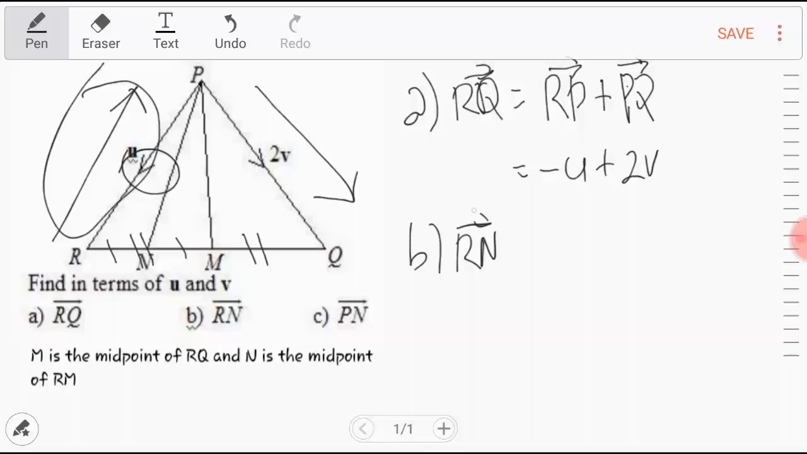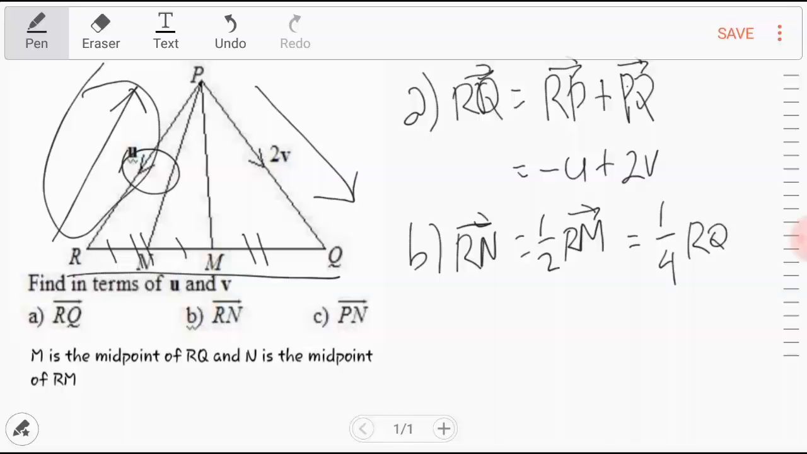And then how to find RN? RN is basically a half of RM, and RM is basically a half of RQ. Which means that RN is a fourth of RQ. So the result will be a fourth of minus u plus 2v.